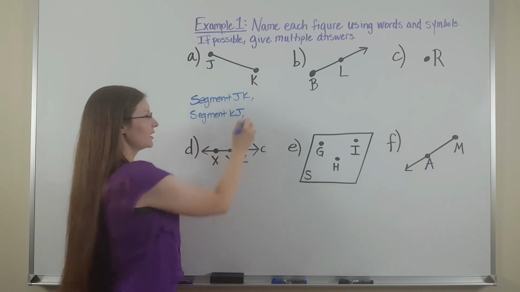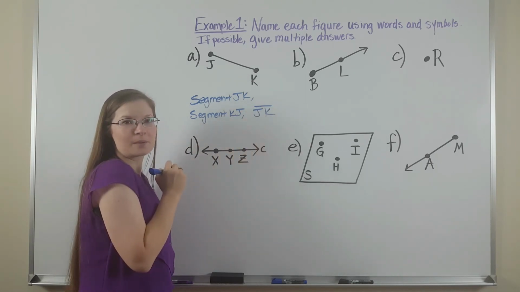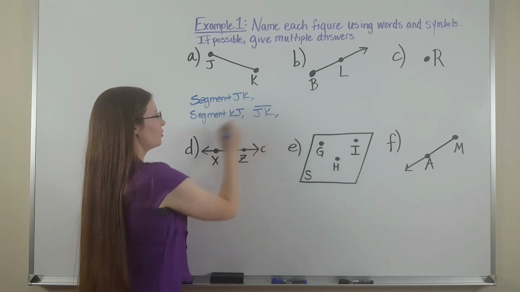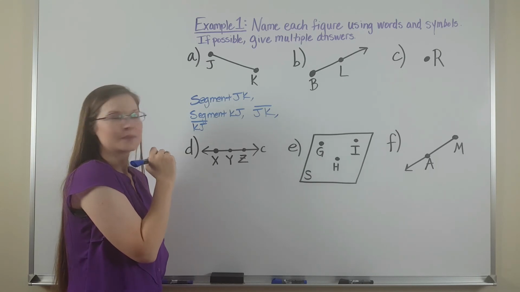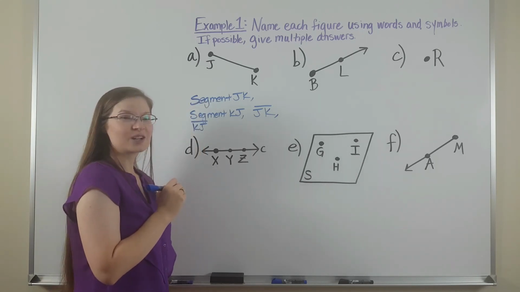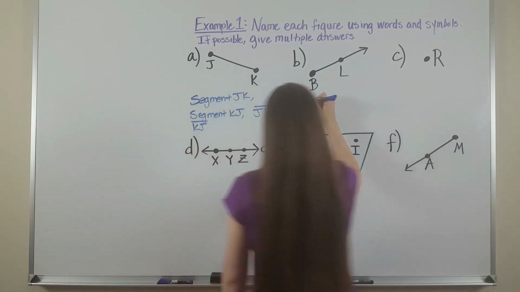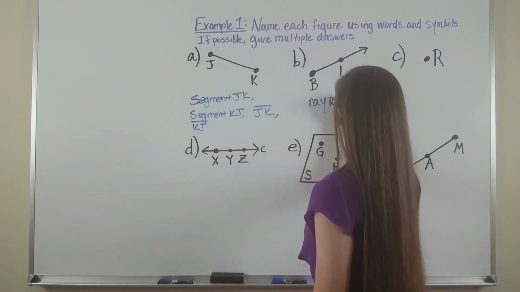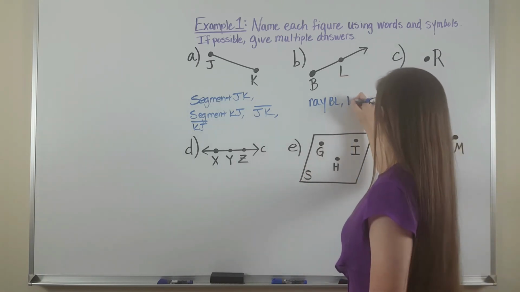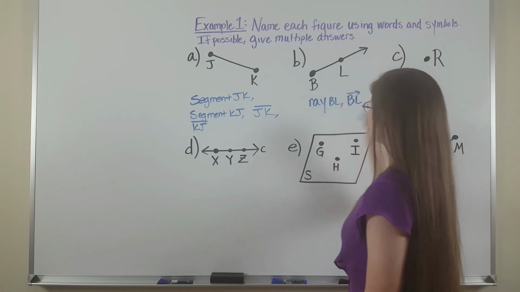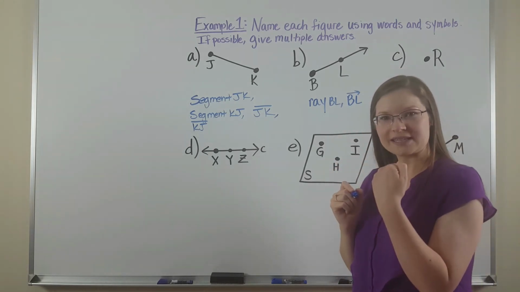Or symbolically, capital J, capital K with the symbol for a segment on top, a line with no arrows, or KJ with the same symbol on top. Here's letter B. Letter B is a ray, and it's ray BL. Or you could write down capital B, capital L. Put the symbol for a ray on top of those letters. It's an arrow pointing to the right.